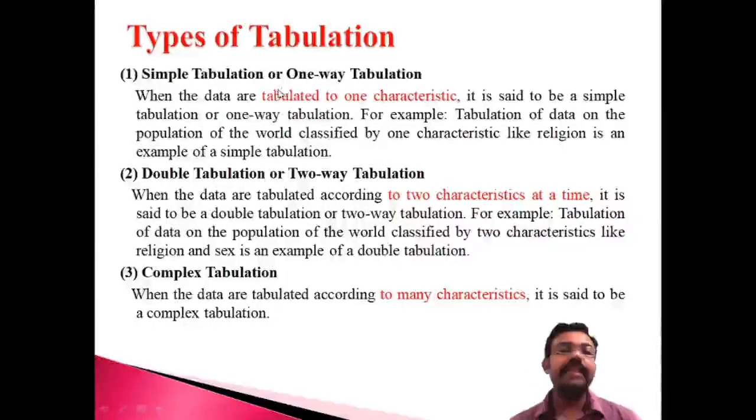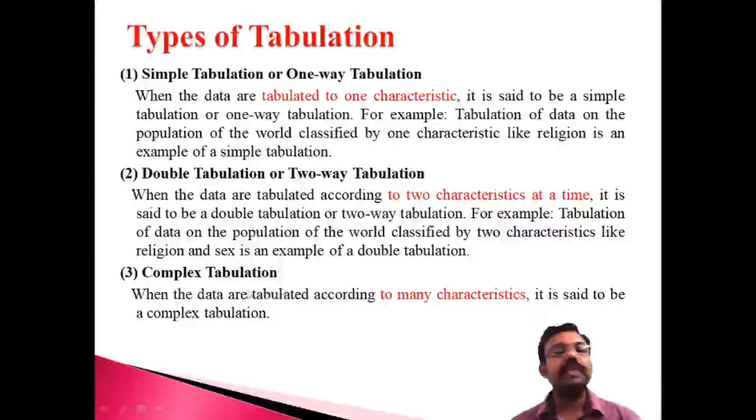And here, in the one-way table, there is only a single characteristic, the world population's characteristics based on religion. And here, similarly, the world population is classified on the basis of religion-wise and sex-wise. Two elements are used for representing the data, that is a two-way tabulation. So the first category is one-way and another one is two-way tabulation.